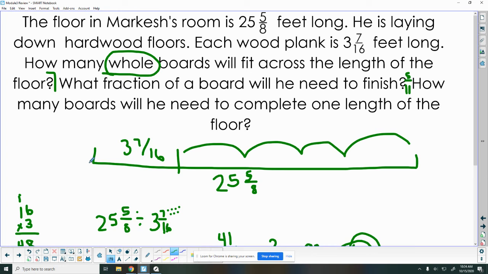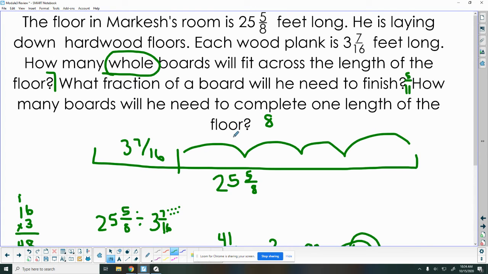So how many boards total to get all the way across? So we know if he only uses 7 boards, he has this gap here of he needs 5/11ths of a board. So he needs to get out another board. You can't have 5/11ths of a board. That's not a board, okay? That's a part of a board. So in order to finish the whole floor, he needs to get 8 boards.